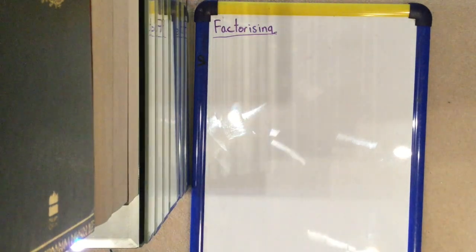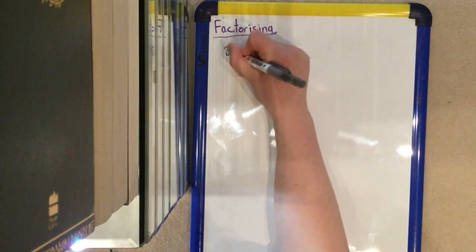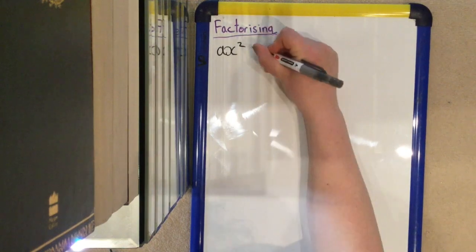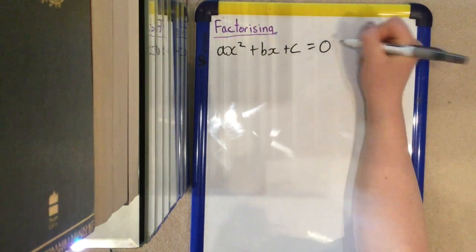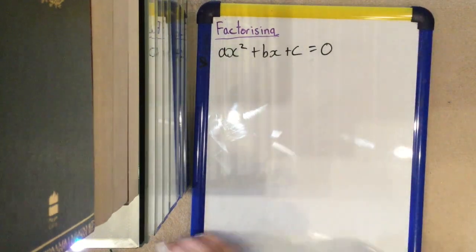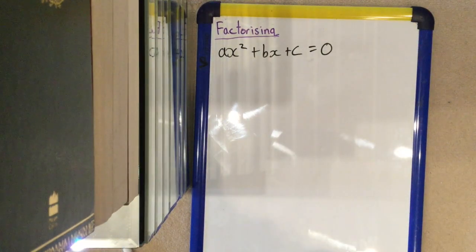Now we've mastered what factorising is, we're going to look at the most common type of factorising, which is where you have to factorise a quadratic. These will be in the form of ax squared plus bx plus c, usually equals 0, but we don't need to worry about that for now. The rule for a quadratic is that it will always factorise into 2 brackets.